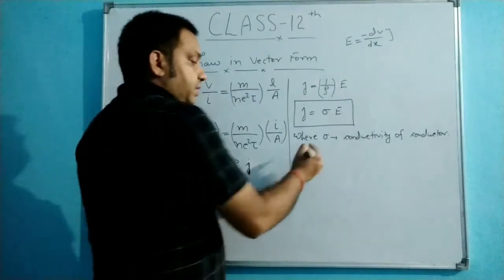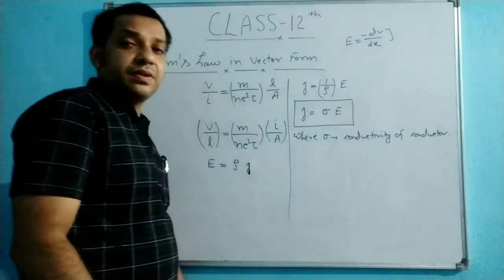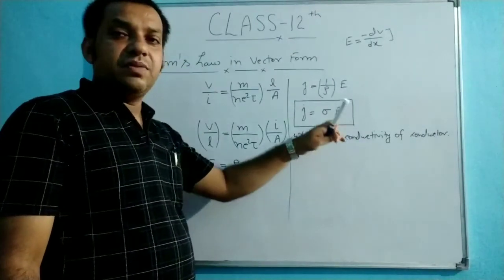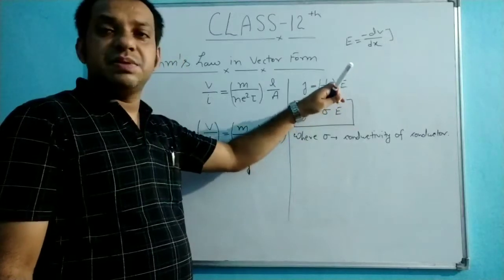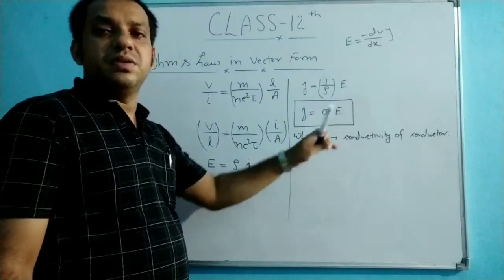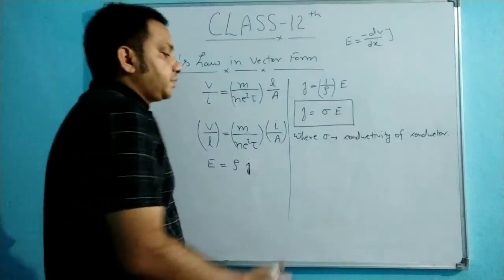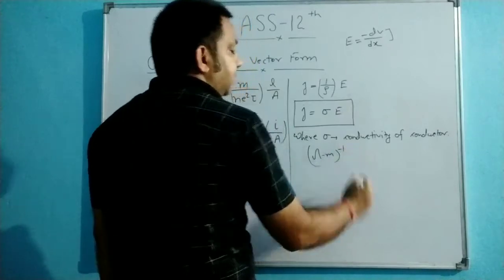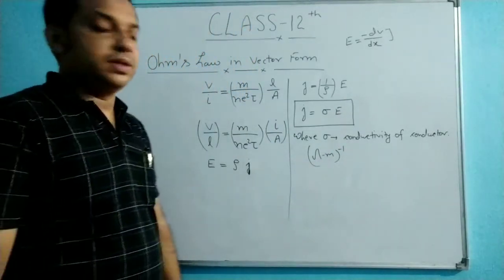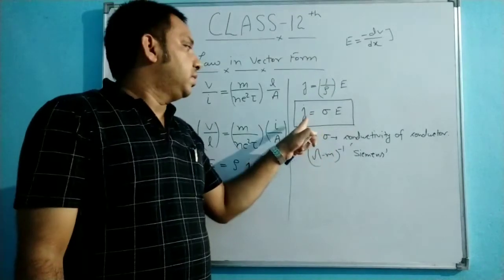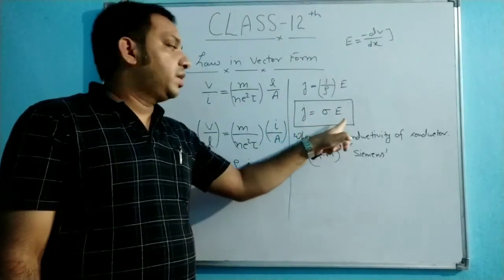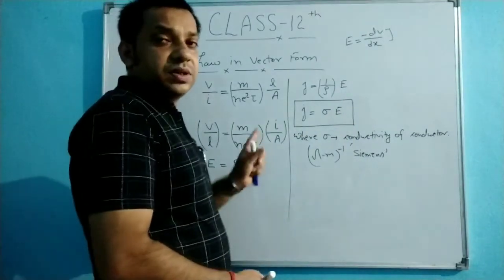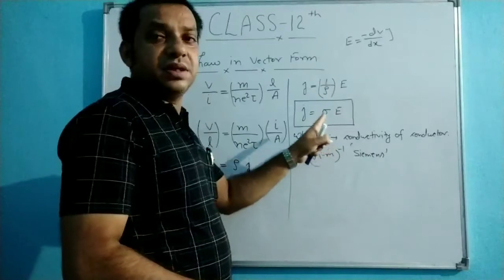And what is the unit of this conductivity? The conductivity is the reciprocal, that is why the unit of specific resistance being ohm meter, the unit of conductivity is ohm meter inverse. Now you know that the current density is a vector quantity and the electric field is also a vector quantity. So let us find the relation of these parameters in vector form.